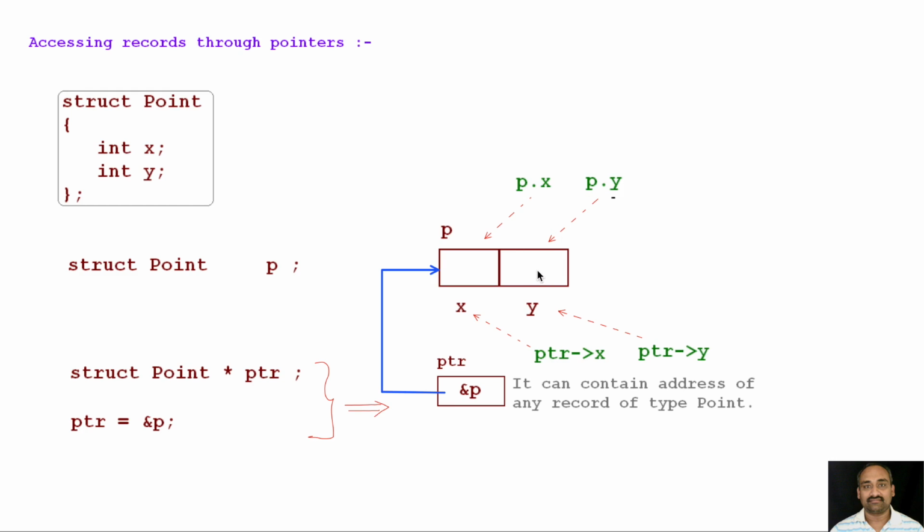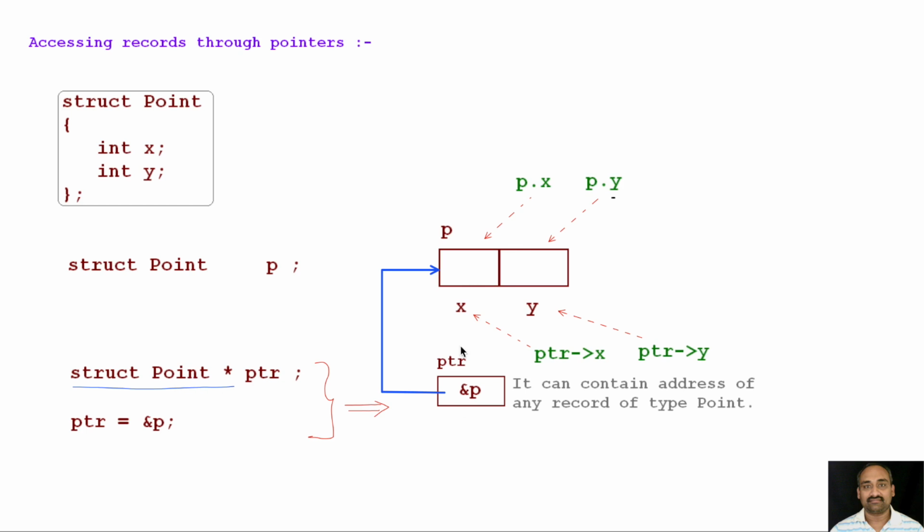field within p. Now what does this declaration mean? struct point *ptr. ptr is a pointer to a record of type point. So that means ptr will occupy some space in memory which is capable of holding some address, and this address might belong to a record of type point. So that is what it means. So ptr is a pointer to a structure or a pointer to a record of type point.